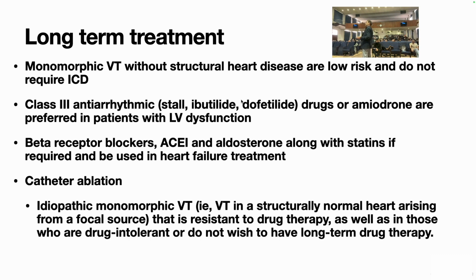Idiopathic monomorphic VT in structurally normal heart arising from a focal source that is resistant to drug therapy as well as in those who are intolerant to drug, you can go for catheter ablation. So you see, VT can arise both from automaticity and increased automaticity and because of the circus movements. It can arise both ways.